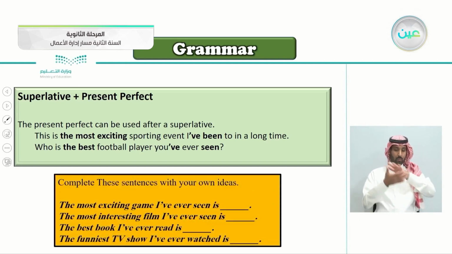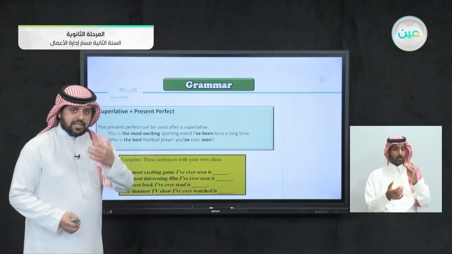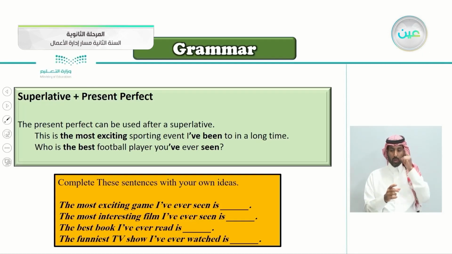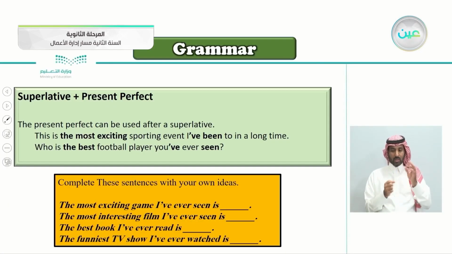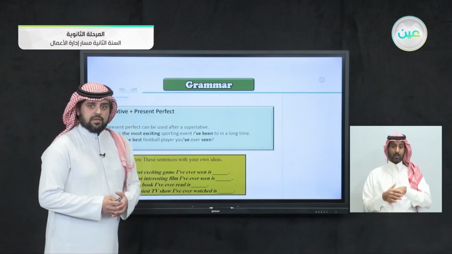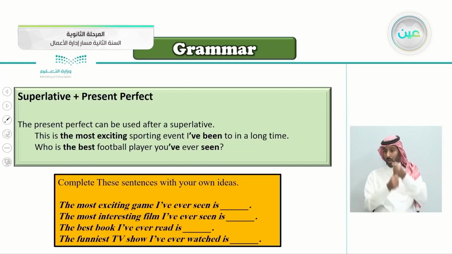Complete the sentences with your own ideas. So you have sentences here. Complete them with your own ideas. The most exciting game I've ever seen is... So this is the superlative, the most exciting game, and the present perfect is I've ever seen. So you can combine them together. The most exciting game I've ever seen is maybe football, maybe the World Cup final, and so on.